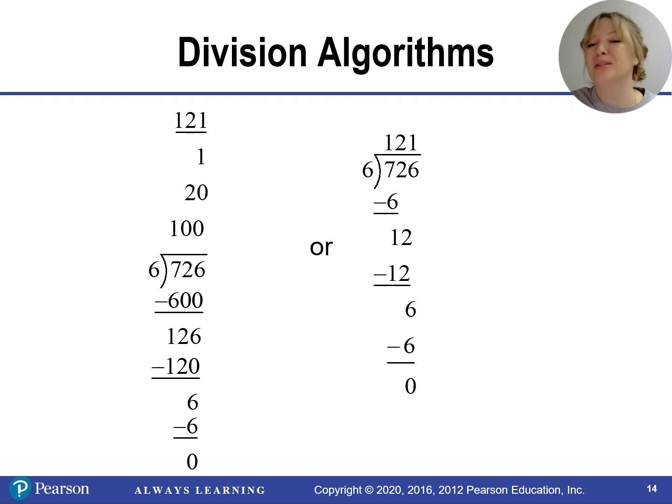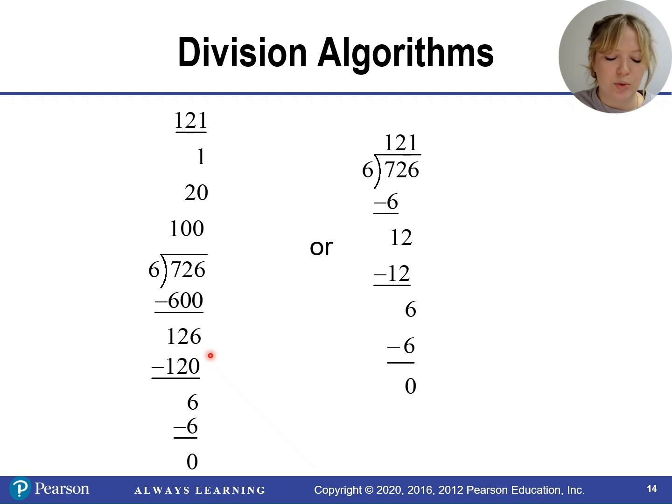So this leads us to a little bit more sophisticated way of thinking about what we're doing here. The first thing on the left-hand side here is we're thinking about how many times 6 can be divided into 700 instead of 726, which is 600s. We subtract 600 from 726 because I know that 600 is divisible by 6, and it's 100 sixes.